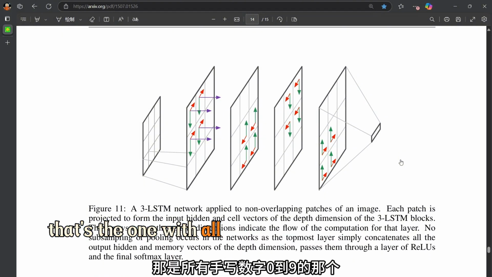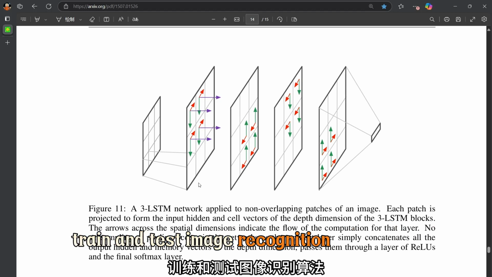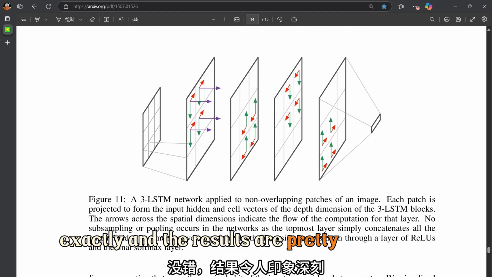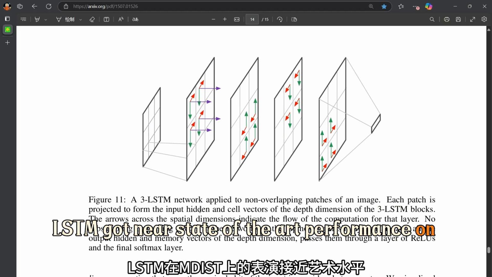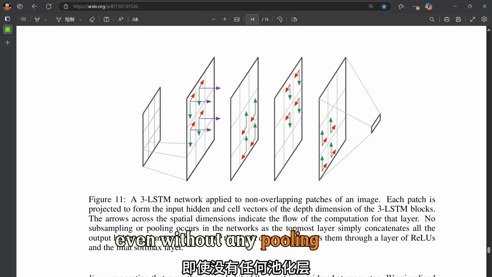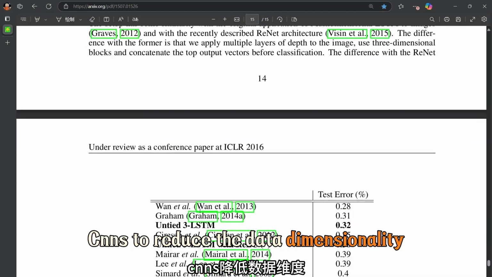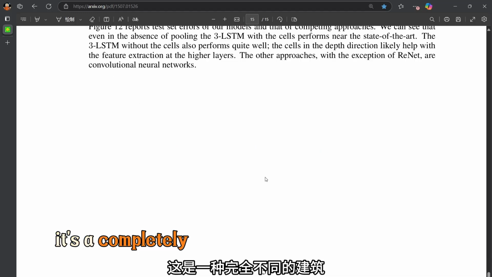Right. That's the one with all the handwritten numbers, 0 to 9. Yeah. Researchers use it to train and test image recognition algorithms. It's like the hello world of computer vision. Exactly. And the results are pretty impressive. This 3D Grid LSTM got near state-of-the-art performance on MNIST, even without any pooling layers, which are usually standard in CNNs to reduce the data dimensionality. So it's competing with the best CNNs out there, even though it's a completely different kind of architecture.